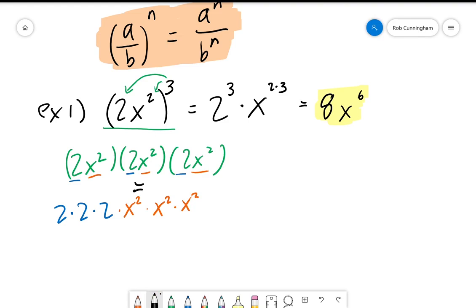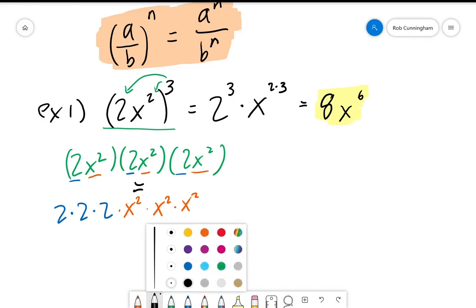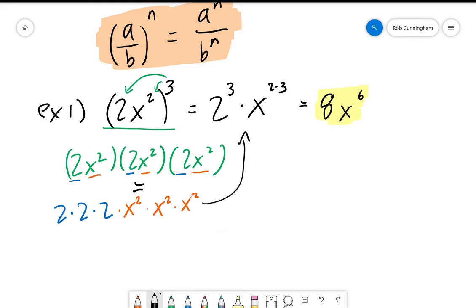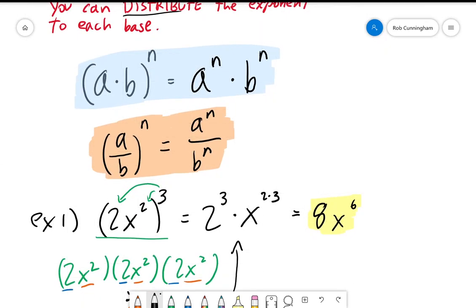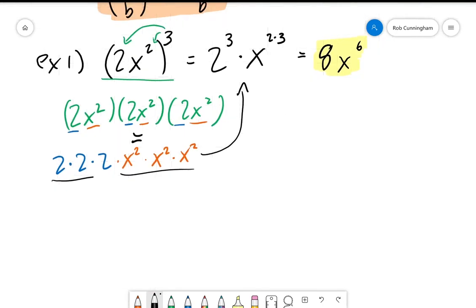And this leads us directly there. Here's our 2 to the third, here's our x to the 6th. So again, these rules come from rational thought and experimentation. They're not something that someone just made up. Let's do another example.